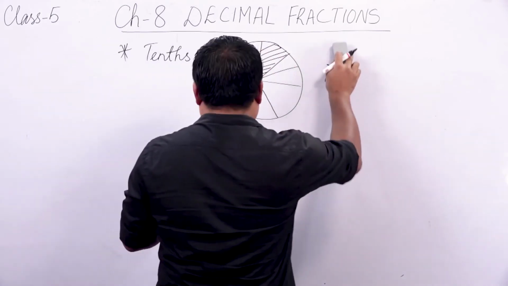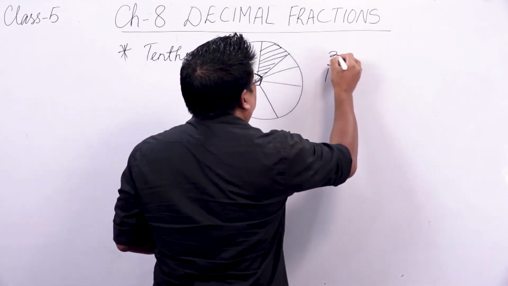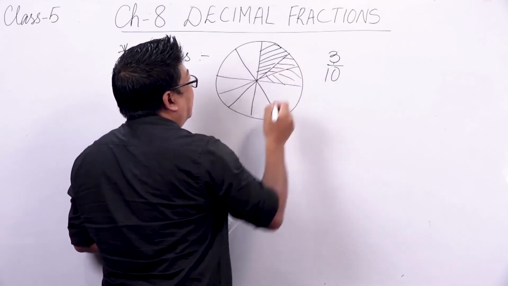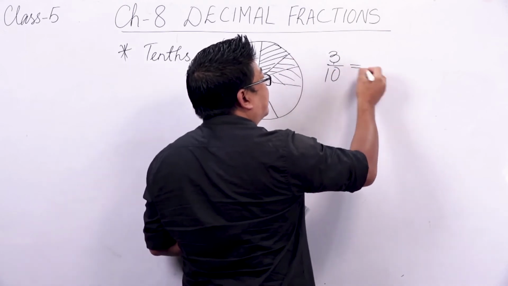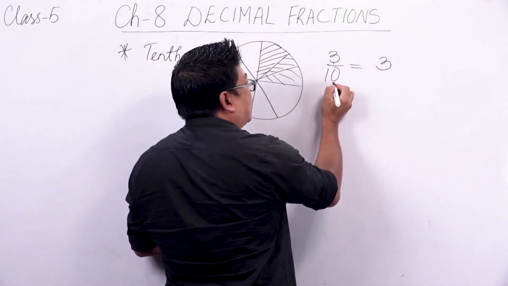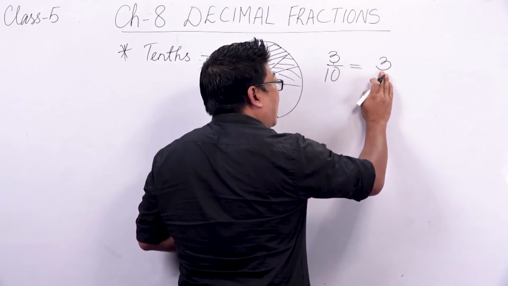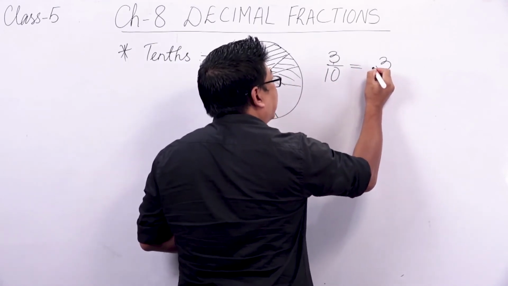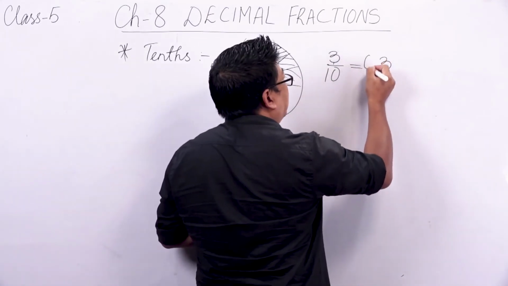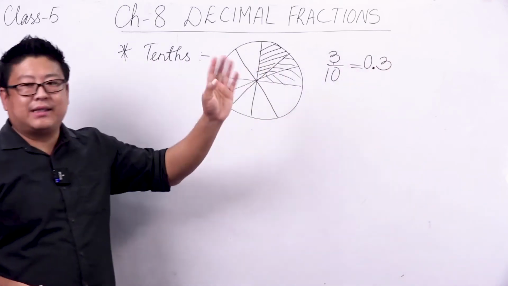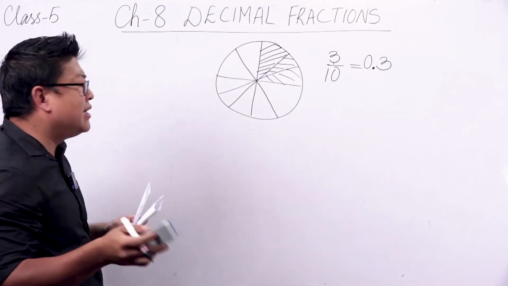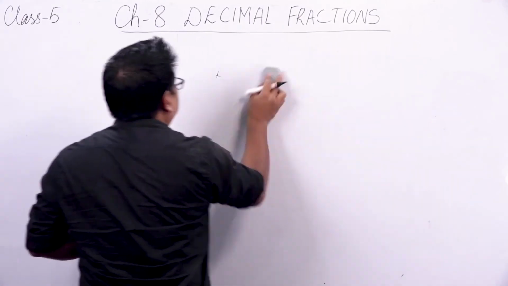If a number comes like this, 3 by 10, this will be denoted as 3 parts. And this 3 by 10 can also be written in the decimal form. I will first write the number 3 and count the number of zeros. I have only one zero, so I move to the left and put the point. Before the point, you can always put this zero. So 3 by 10 is the same as 0.3. All right? So this is about tenths, and we'll be mostly dealing with tenths only. Let's look at the next topic.